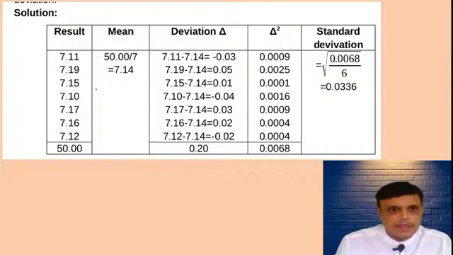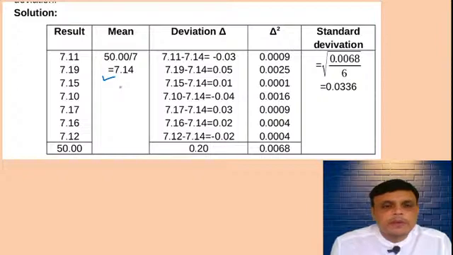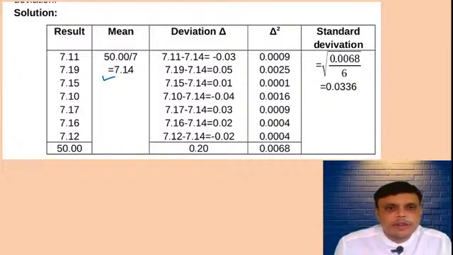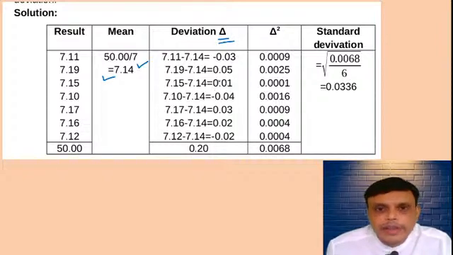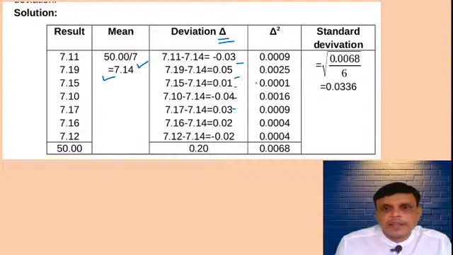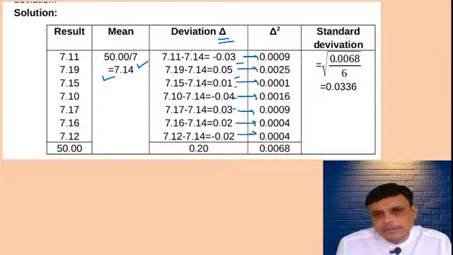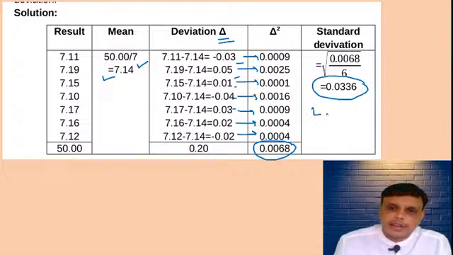See here. Solution of that problem. Mean is 50 divided by 7, that is 7.4. This is the value of mean. We have calculated. Very good. Then deviation we have calculated. Then take the square of all these deviations. So it will get this much, 0.0068, and standard deviation under root 0.0068 divided by 6, it will come 0.0336. This is correct. Very good.